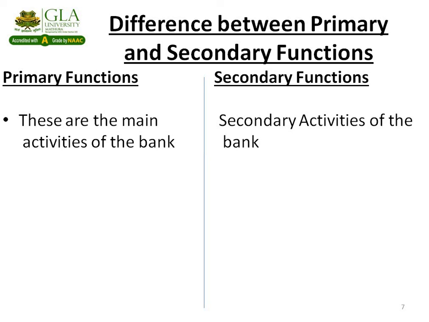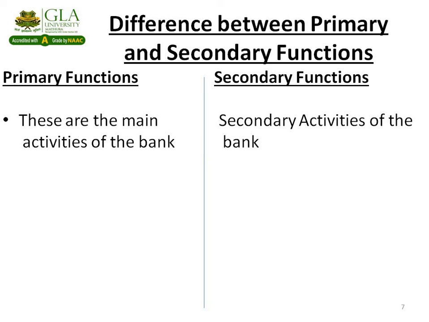Why am I saying it like may or may not perform? Because every branch does not have the locker facility, so it is on the secondary part. It is not necessary that every bank has to issue the locker facility to its customers. No, it is not mandatory as such, right? So that's why it is falling in the category of secondary function. Similarly, every bank does not perform foreign exchange. Every branch does not offer gold and bullion. They do not deal in gold and bullion, right?